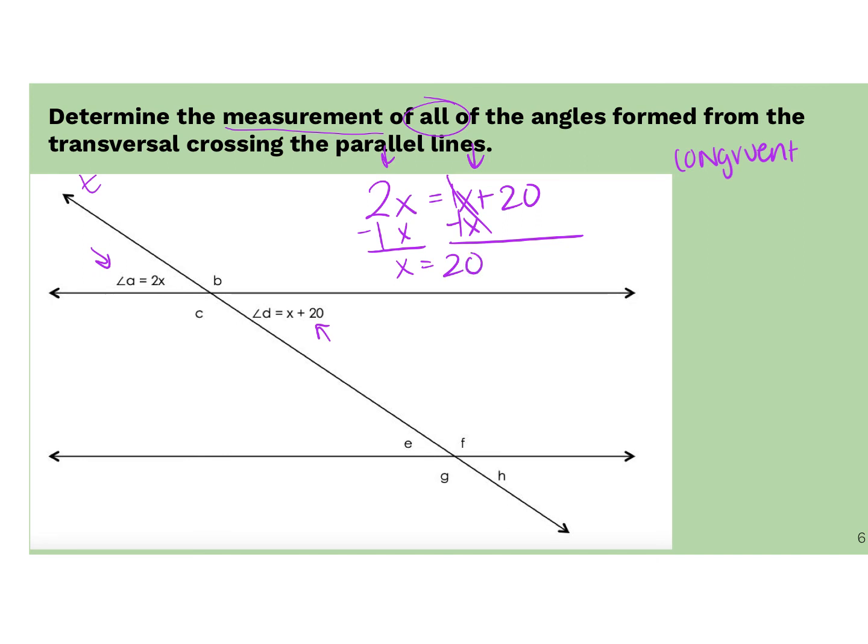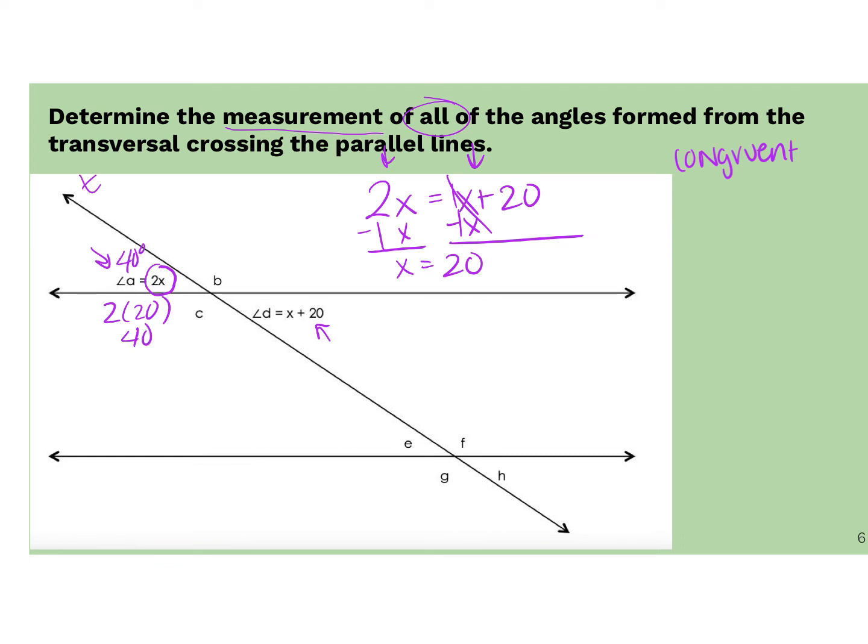That's not the answer. The question did not ask me for the value of x. The question asked me to determine the measure of all of these angles, okay? But now that I know x, I can figure it out, because this angle is 2x, okay? So 2 times 20 is 40. So angle A is 40 degrees.